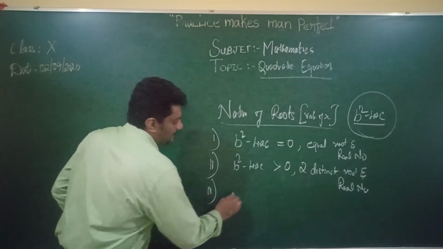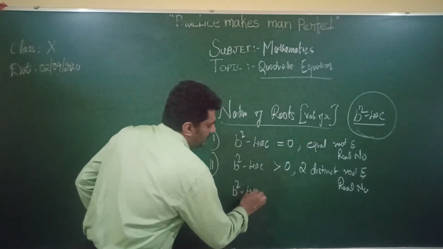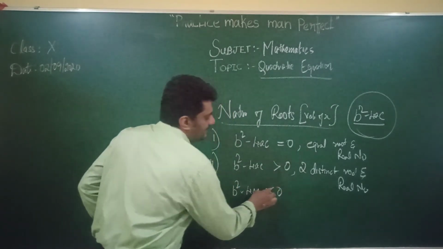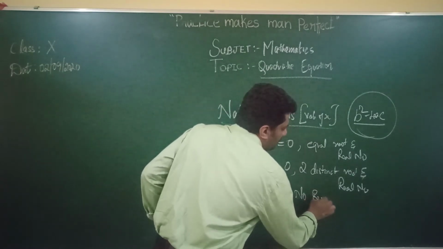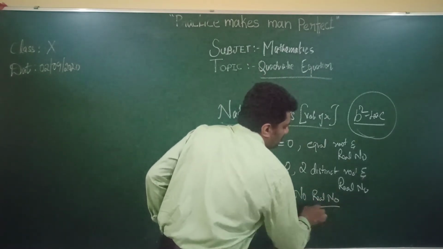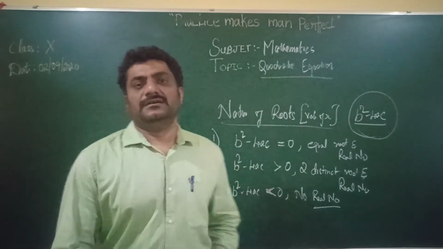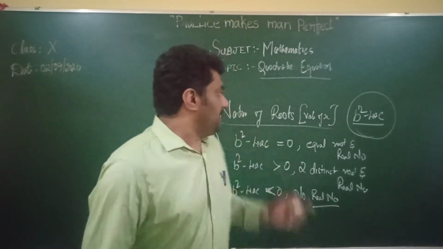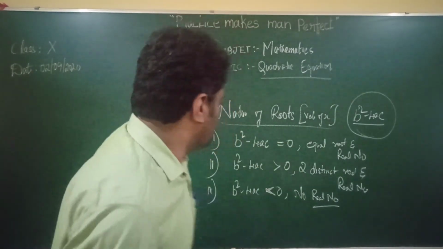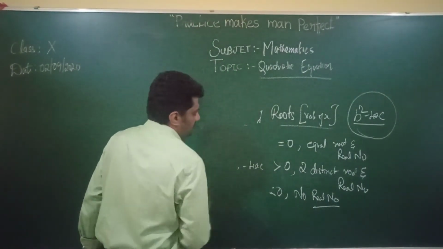Third one, b square minus 4ac is less than 0. We get no real numbers. We get imaginary numbers, which is nothing but it's not a real number. Let's see using some examples. How do we do this?